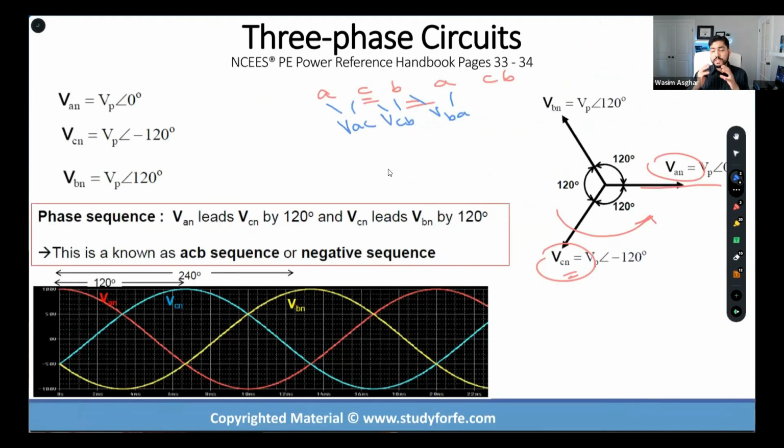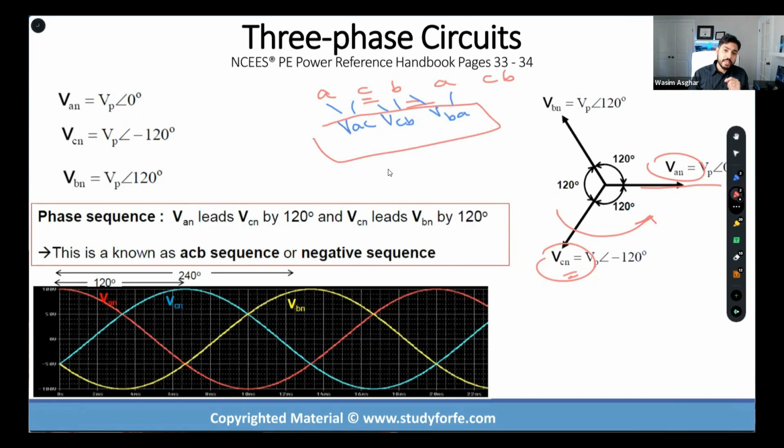There are a lot of things where you need to connect the dots. You need to synthesize, make a whole out of some disjointed facts. You need to fill in the blanks and complete the picture. If I just give you line voltages VAC, VCB, and VBA, this is good enough for you to recognize that the given sequence is a negative sequence, or an ACB sequence. Is that clear? This is the level of depth that we need to go into for the PE Power exam.